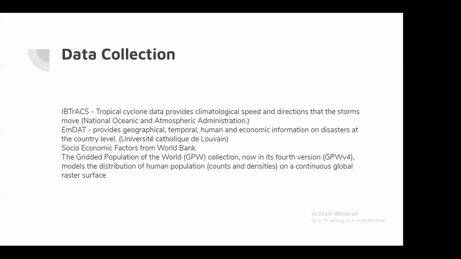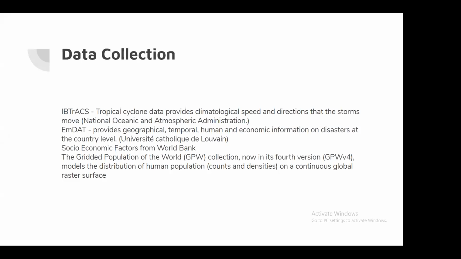I will jump right in. So mostly our data set consists of 4 data sets. The first one is IBTrACS, which is basically physical description of a cyclone, right? Actually, a lot of cyclones, and it's chronological.